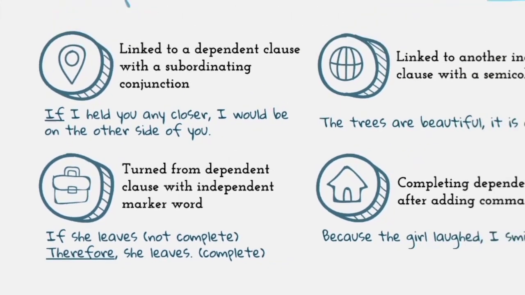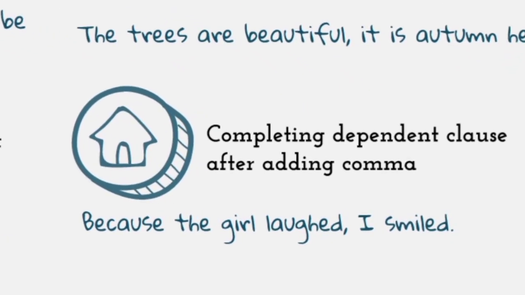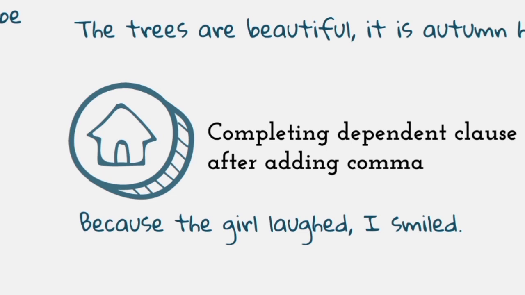And four: dependent clauses are completed by adding an independent clause to the sentence. We usually place a comma after the dependent clause if it begins with a dependent marker word. We can leave the comma out if we reverse the order of the clauses. For example, because the girl laughed, I smiled. Note that in this case we can leave out the comma. So if the comma is removed, it becomes: I smiled because the girl laughed.